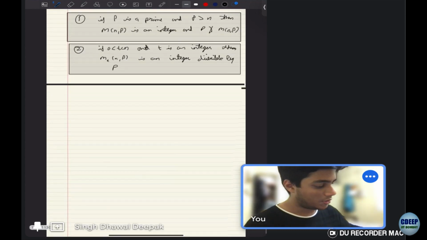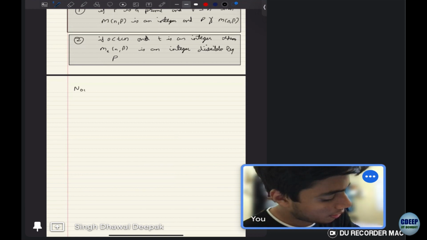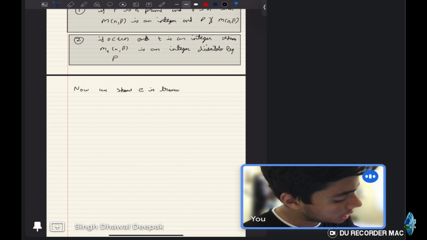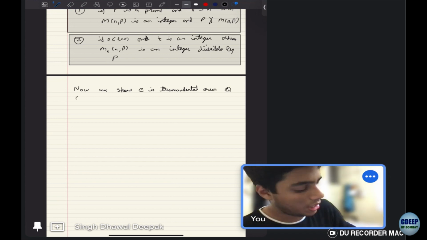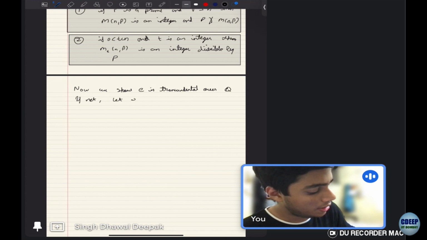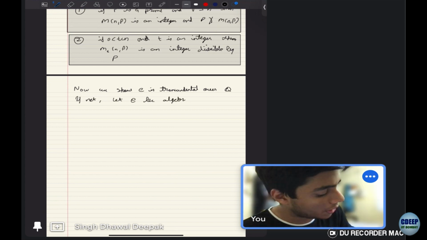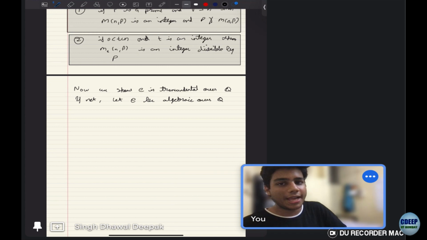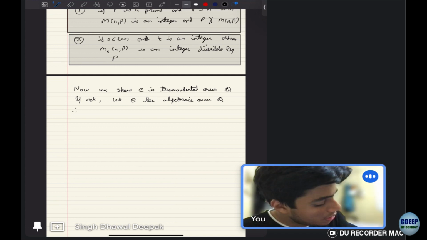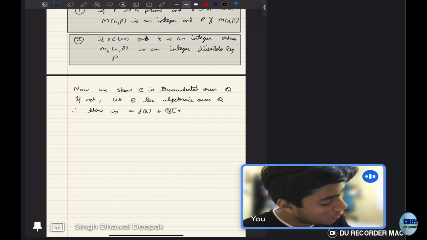So hope that this is clear, and now we can move to the transcendence of e. Let me add another page. Yeah, so now we show e is transcendental over Q. If not, let e be algebraic over Q. What is the definition of a number being algebraic? It is that there is a polynomial f belonging to Q[x] such that f(e) is equal to 0.